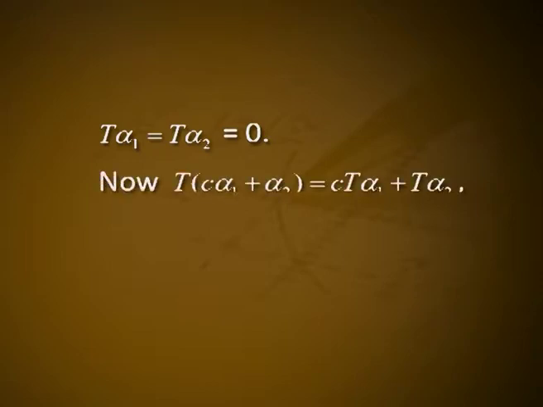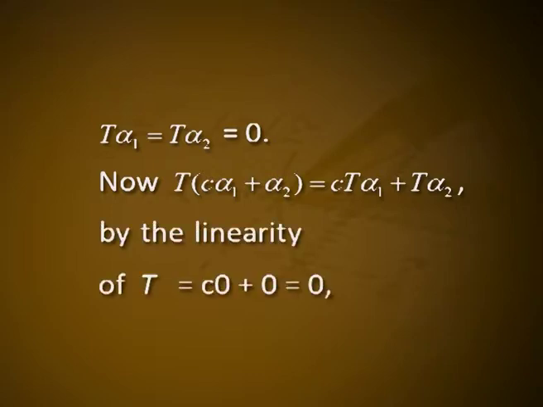T of (c alpha 1 plus alpha 2) is equal to c times T of alpha 1 plus T of alpha 2 by the linearity of T, which is equal to c times 0 plus 0, which is equal to 0. This implies that c alpha 1 plus alpha 2 is in N(T). Hence, by Lemma 1, N(T) is a subspace of V.